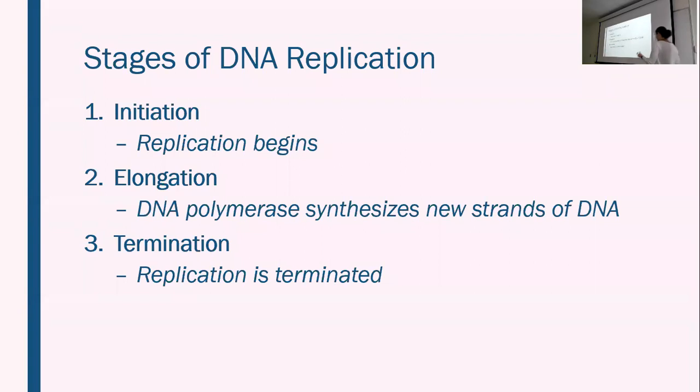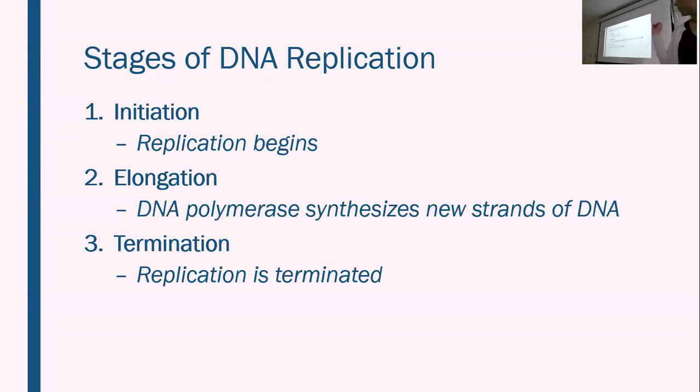So this is where replication begins. And it's going to require some specific parts to get the copying process started. So we have initiation. Elongation is the process of the enzyme, DNA polymerase, spoilers, adding new bases to the copy of the DNA. So we're going to elongate our new strand of DNA. And then when we're done, we're going to terminate the replication process. All right, so we're going to start, we're going to make a copy, and then we're going to stop. Easy peasy. Sort of.